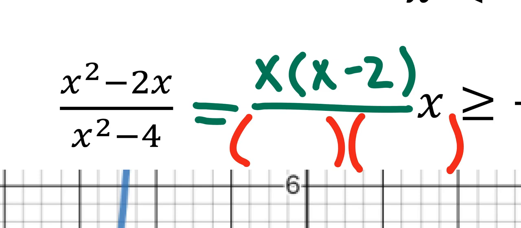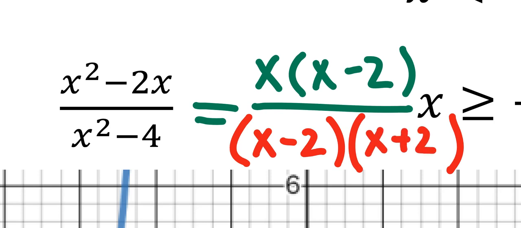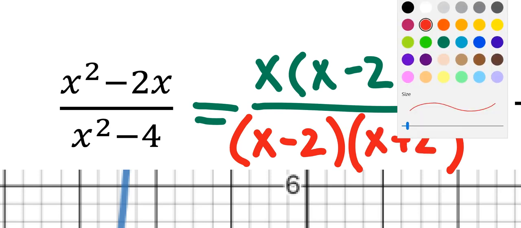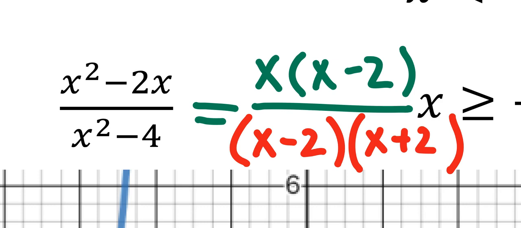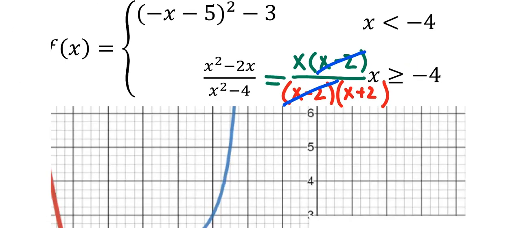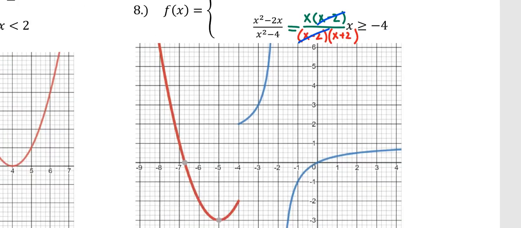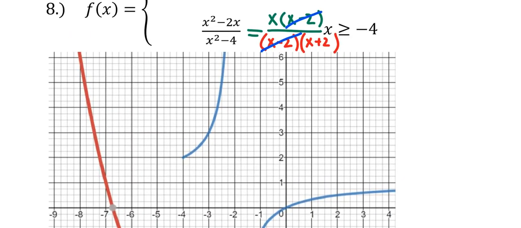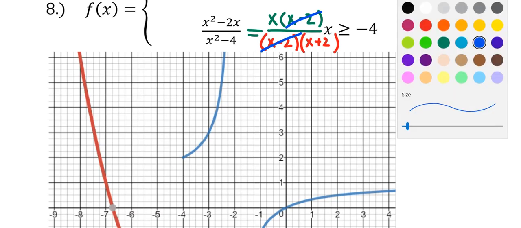All right, now, what are we doing with the denominator on the bottom? X minus 2 and x plus 2. Okay? And now for the magic moment you've all been waiting for. Cancel out the x minus 2's. What did you just find?